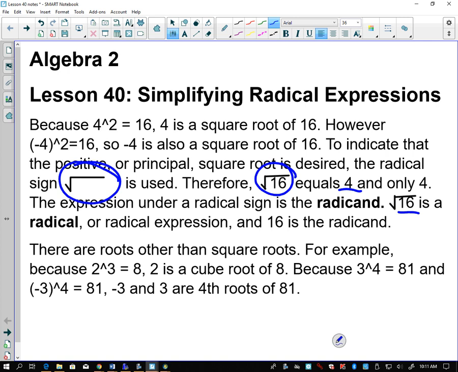There are roots other than square roots. For example, we can also get cube roots. 2 to the third is 8, so 2 is the cube root of 8. 3 to the fourth is 81, so 3 is the fourth root of 81, as well as negative 3. As long as my root is an even number, I can have a positive or negative answer.